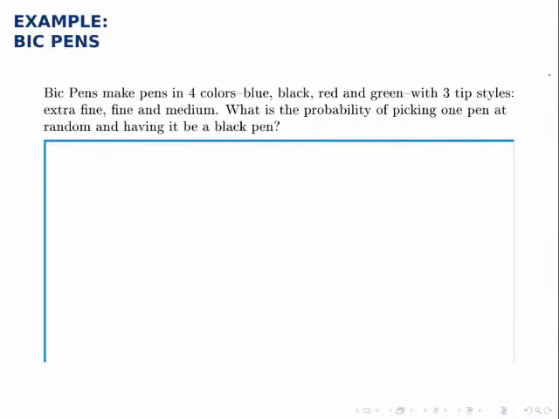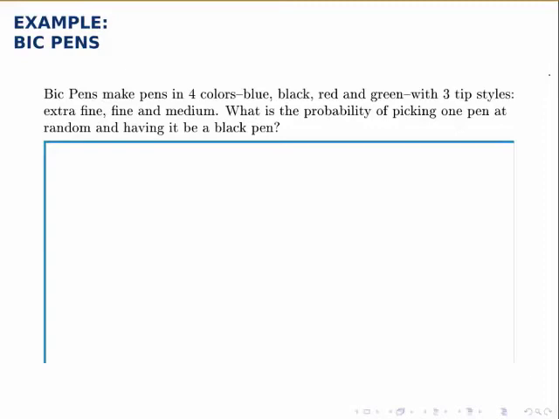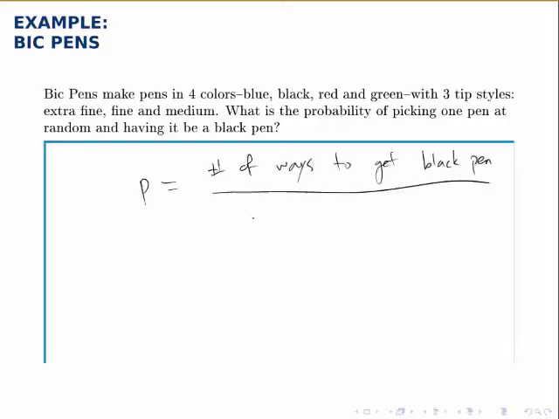The Bic Pen Company makes pens in 4 colors, blue, black, red, and green, with 3 tip styles, extra fine, fine, or medium. What is the probability of picking one pen at random and having it be a black pen? So now we're going to illustrate doing probability using counting methods. Again, a probability is the number of ways to get a black pen divided by the total number of possibilities. Well, how many different pens are there?